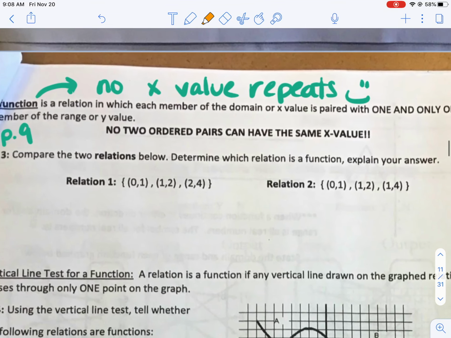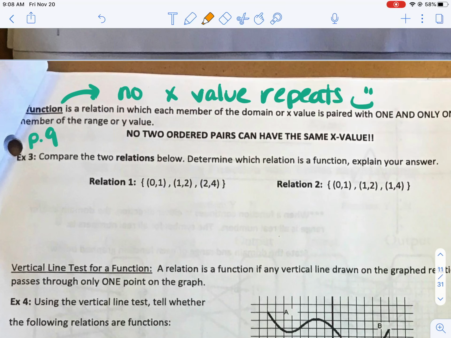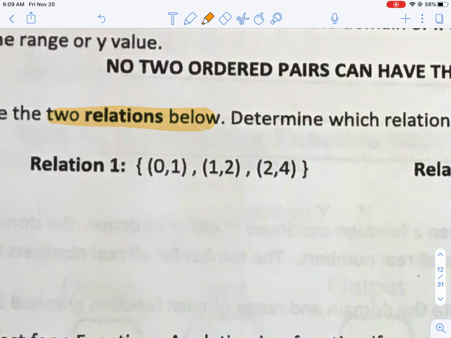So let's look at a few relations here. The directions say to compare the two relations. So we have our first relation, 0, 1, 1, 2, 2, 4. And I'm going to look to see if this is a function. 0, 1, 2. So if I look here, do any of the x values repeat? They don't. So yes, this is a function.